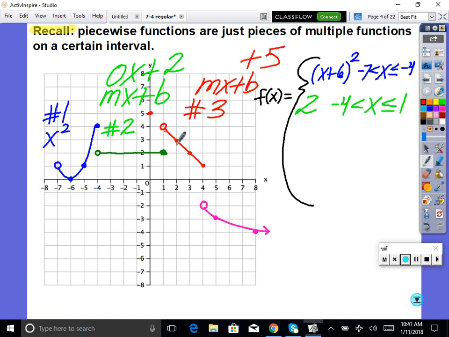And then aren't we going down 1 over 1? Down 1 over 1. So our slope is negative x. Negative 1x, essentially. So now we'd say, okay, negative x plus 5 between 1 and 4. So I'd go x between 1 and 4. Put those in. Fill in where you need to. 1 is not included. 4 is.